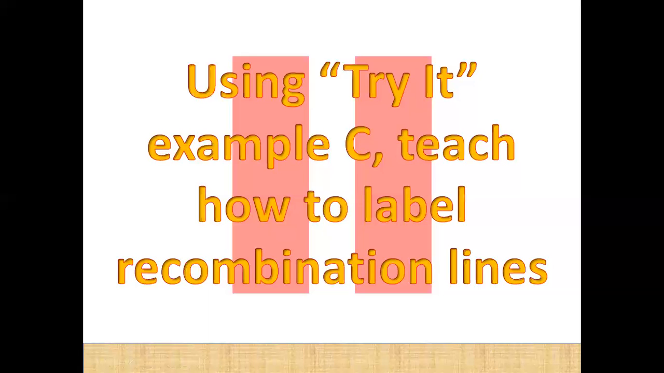Pause the video so that using Try It Example C, you can teach how to label recombination lines to a friend or neighbor.